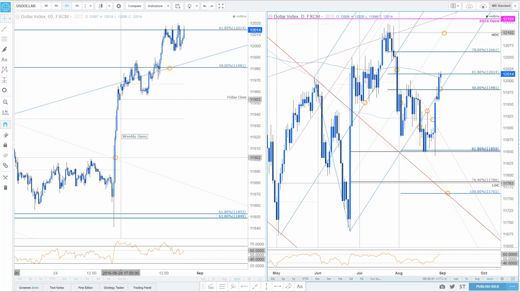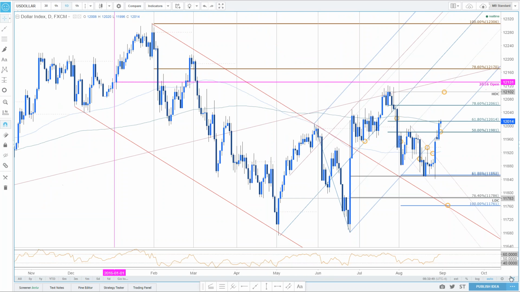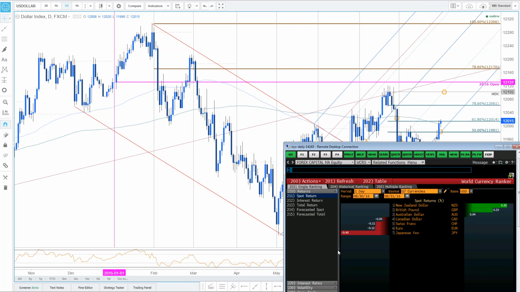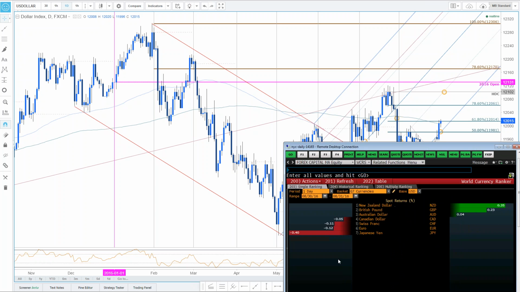All right, so here's what the dollar index looks like to start off the session. We're still trading mostly higher against most of our major counterparts here to start off U.S. trade. Here's what the relative performance looks like so far. You can see that the strongest performer is actually the Kiwi, up 0.35%. Don't really have a good grasp on what's going on there, but we'll take a look. Sterling up 0.23%, testing session highs here.